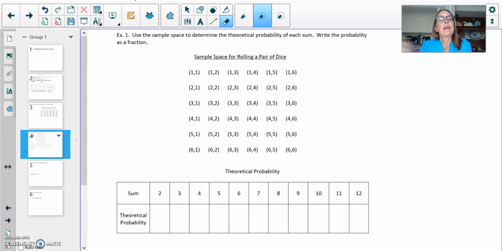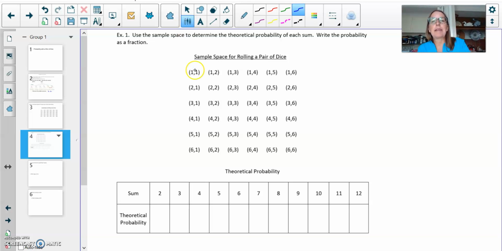Example 1: use the sample space to determine the theoretical probability of each sum. Write the probability as a fraction. The sum of 2 happens one way. That's when each of my numbers is a 1. There were 36 total outcomes. So the theoretical probability of a 2 is 1/36. The sum of 3 happens two ways. I can get a 2 and a 1 or a 1 and a 2. So that probability would be 2/36.